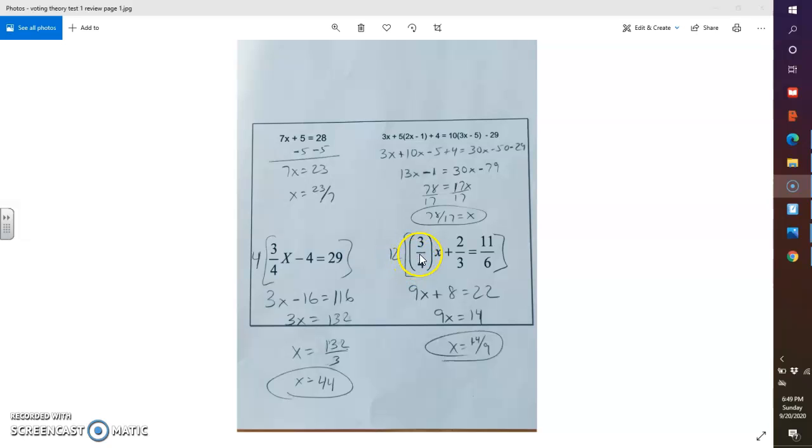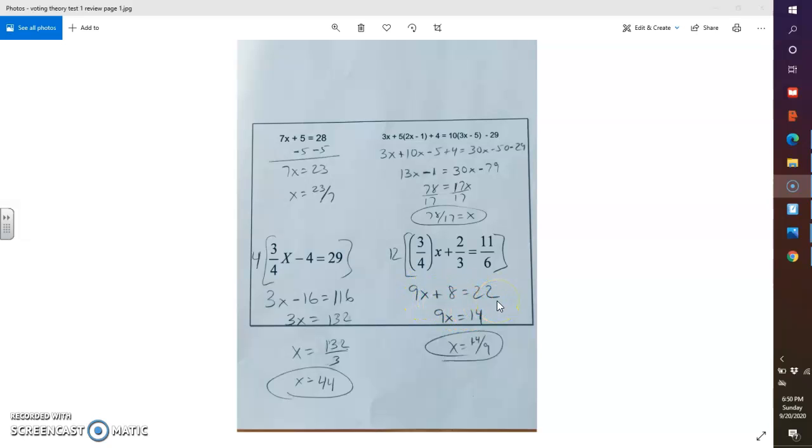12 divided by 4 is 3. 3 times 3 is 9. We divide by the denominator, multiply by the numerator. 12 divided by 3 is 4. 4 times 2 is 8. 12 divided by 6 is 2. 2 times 11 is 22. And when I do that, I'm left with 9x plus 8 equals 22.